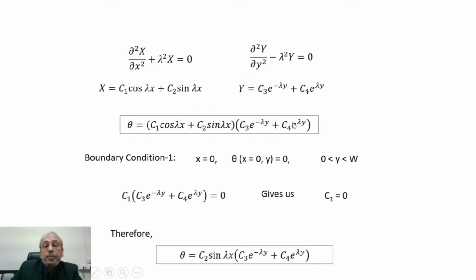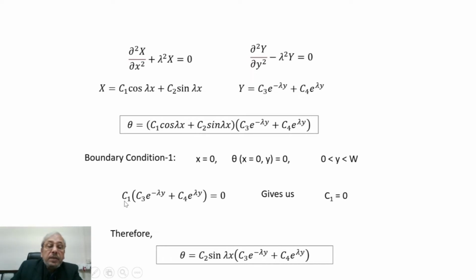So this becomes the expression for theta. Boundary condition 1, if we recall, is at x equal to 0. That means theta at x equal to 0, and throughout y, that means y between 0 and w, equals 0. This is on the left hand side. This boundary condition is physically obtainable, and we apply that. If we apply that, we have to substitute x equal to 0 in this expression.